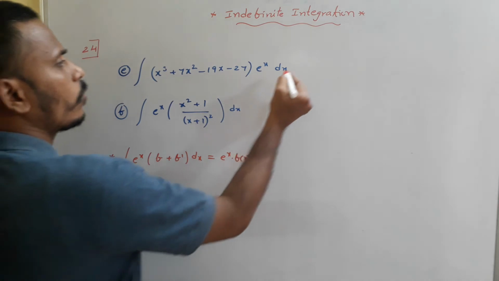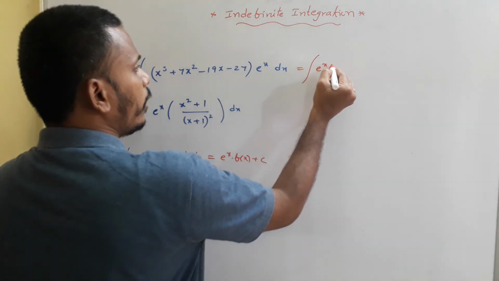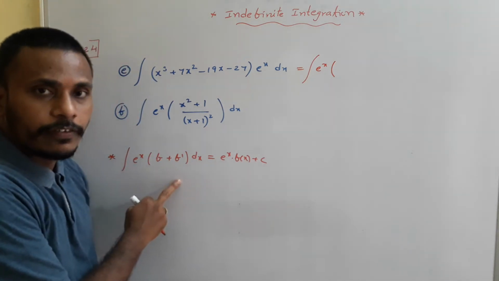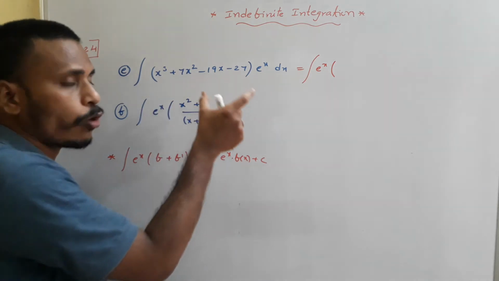So now this is equal to the integral of e power x into, now just observe this, I need a function and its derivative. So now this function and its derivative, the sum of these two is there as a polynomial.